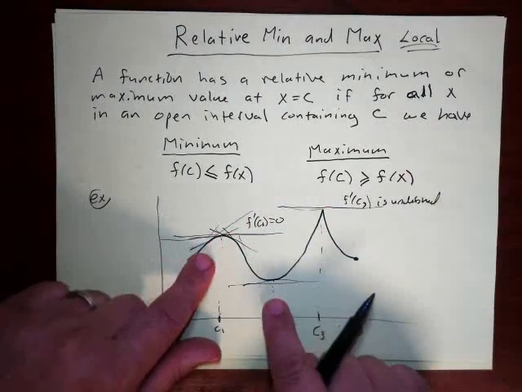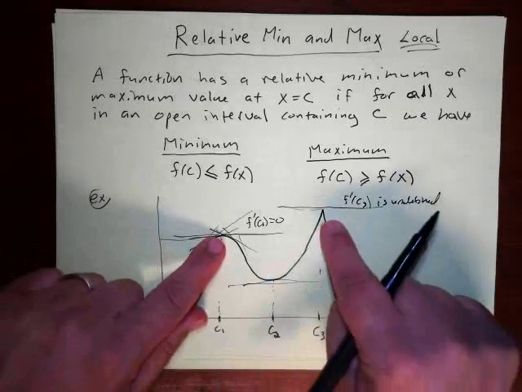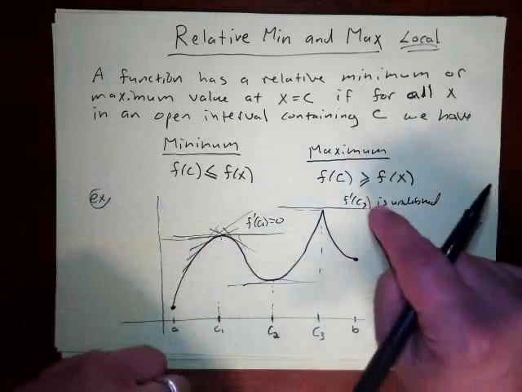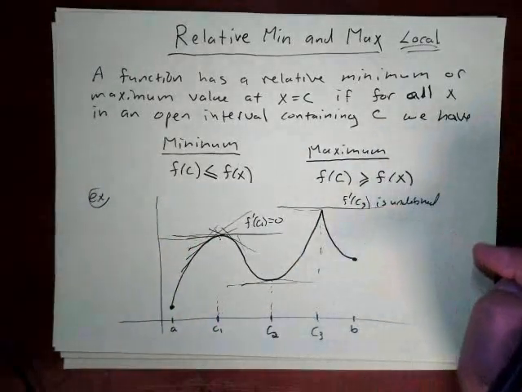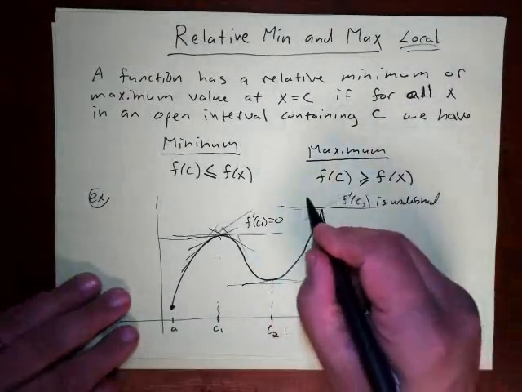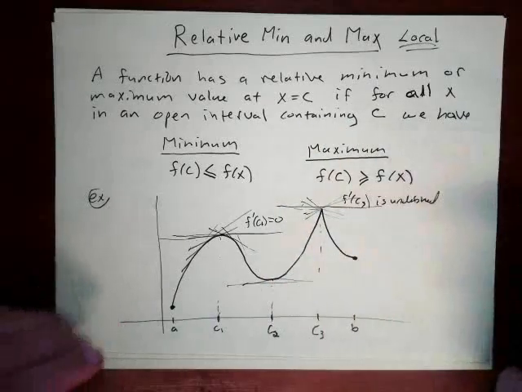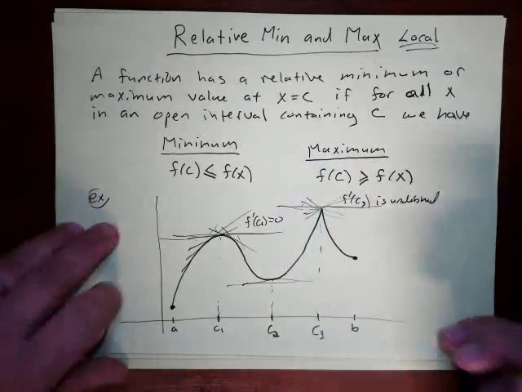But the point here is those local minimum and maximum values are going to occur where either the derivative is 0 or the derivative is undefined. Okay? And I drew a horizontal tangent line. Well, you could draw all kinds of tangent lines here, right? So there is no tangent line to the graph at that point where it makes a sharp turn.